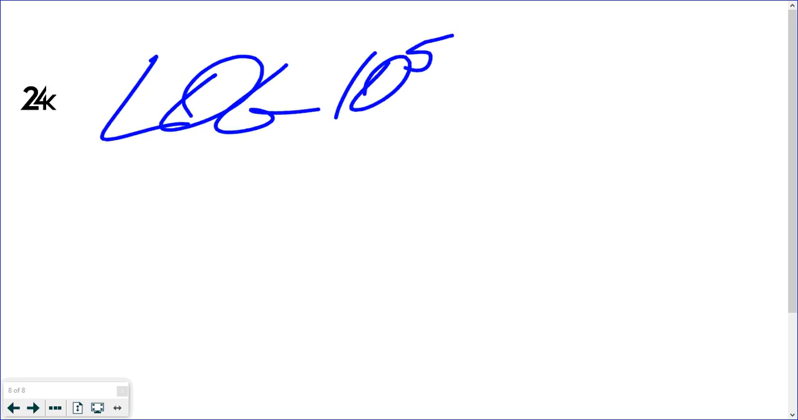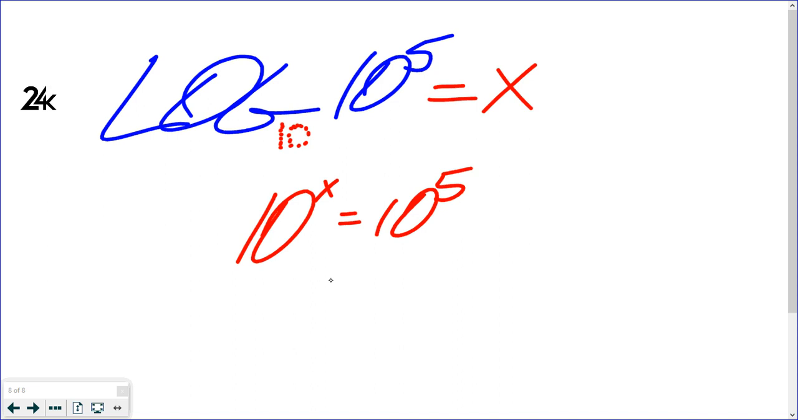Okay. What does it mean if there's no number there? There's a hidden 10. So if there's not a number there, it's really a 10. So if I said, what's this answer equal? It would just be 10 to the x equals 10 to the 5th. Oh, x equals 5. Well, that was easy.